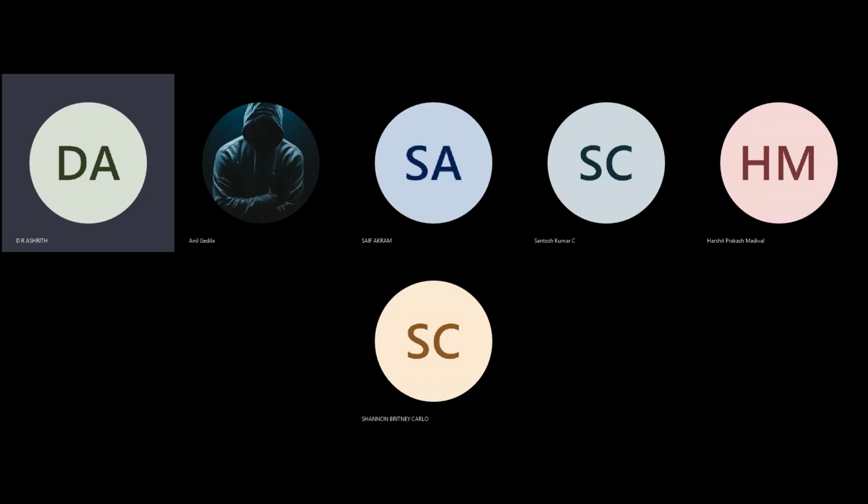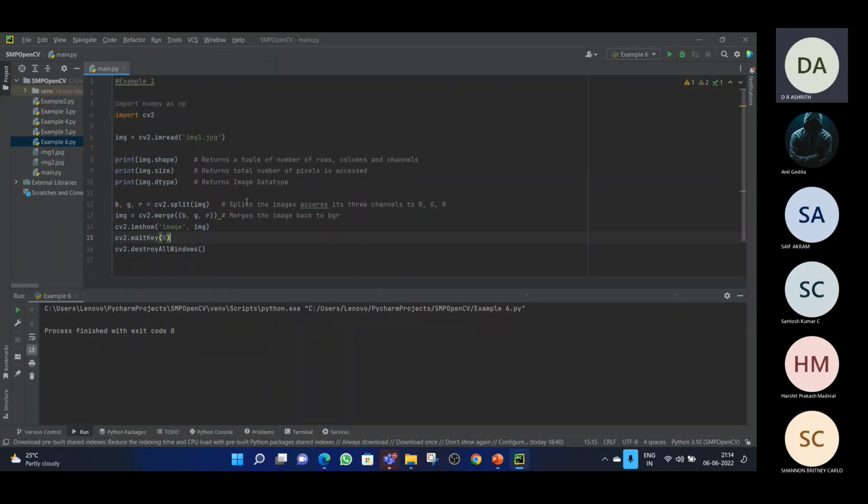cv2.split is used to divide the image based on the number of channels present in it. In Python, especially in OpenCV, the format in which the images are stored is BGR. So we use the corresponding variables B, G, R to store the respective channel values. And again, we use cv2.merge for merging them back to the original image.